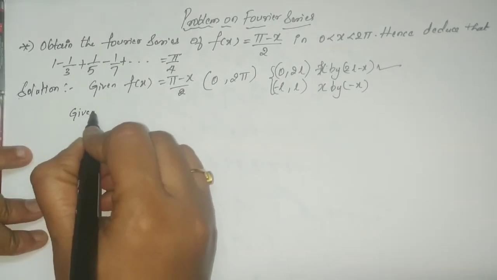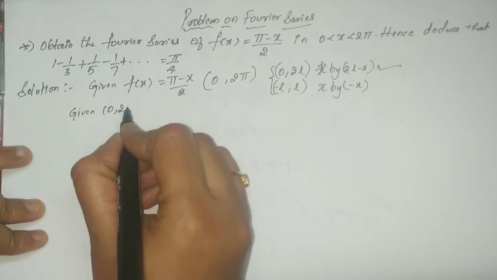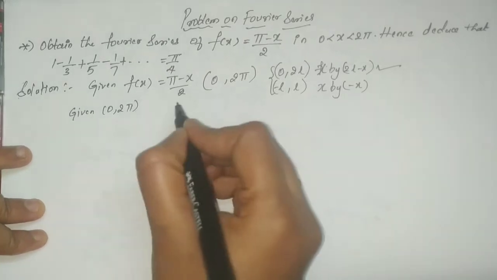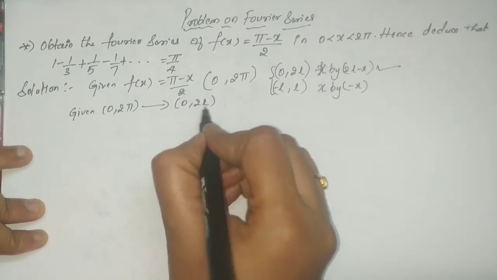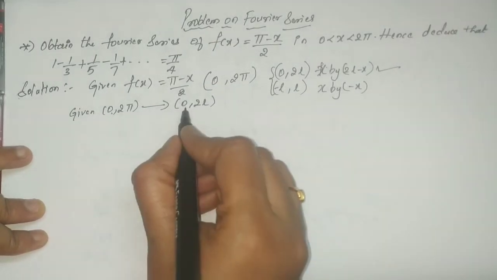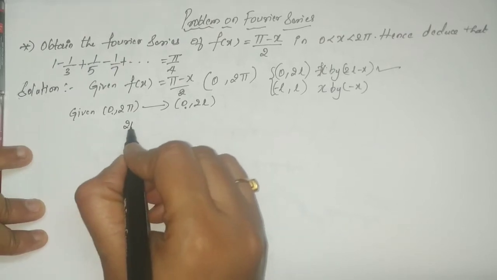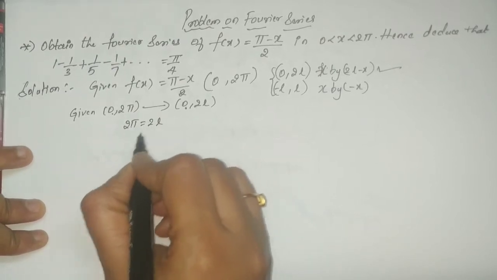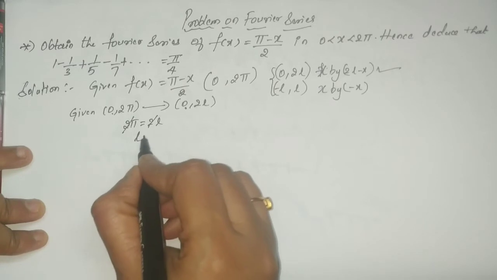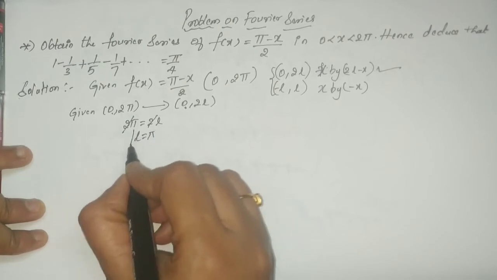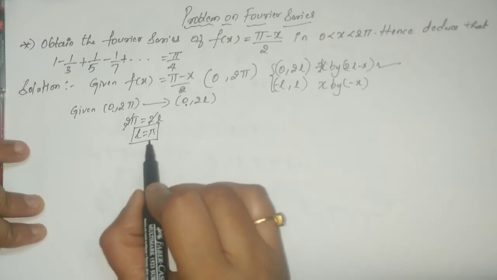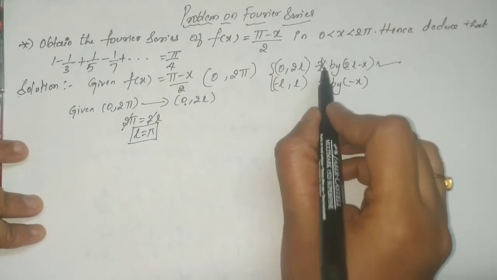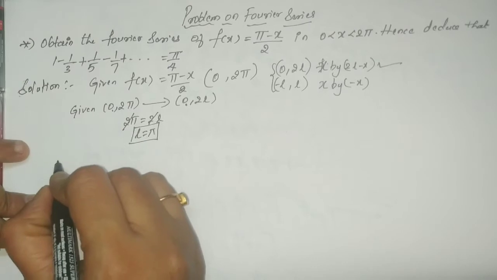So given interval is 0, 2 pi, right? You can compare this with 0, 2L. So 0 is equal to 0. 2 pi is equal to 2L. 2 and 2 cancels out. So the value of L is equal to pi. So once we got the value of L, then use this 0 to 2L concept.